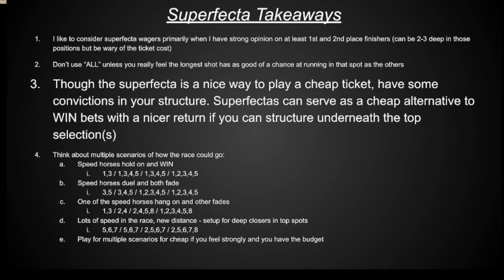your structure. Superfectas can serve as a cheap alternative to win bets with a nicer return if you can structure the structure underneath the top selection or selections. So again, instead of a cheap $5 win bet on, say, an even money shot, spend a couple dollars and play around with some superfectas maybe. Try to get some long shots to run second or third. Don't force it, but if your handicapping says some long shots can run underneath, instead of that win bet for $5 to try to win 5 back, spend 5 on some supers.